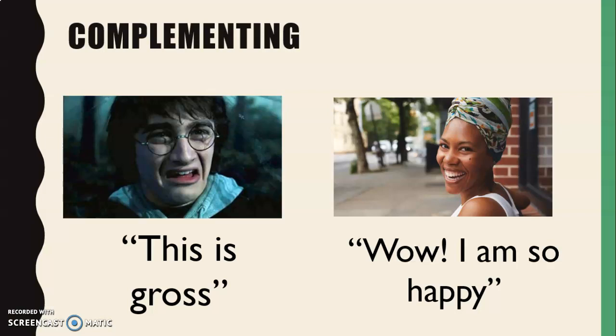Complimenting. So this basically means your gestures or your facial expression, your nonverbal behaviors agree with what you are saying. So we have Harry Potter saying this is gross, and that's his facial expression. The other lady, she says, wow, I'm so happy, and she looks happy. So when your nonverbal behaviors and your verbal behaviors agree, it really makes your messaging stronger. So that's something to think about when you are giving a speech, especially your persuasive speech, because you really want your audience to agree with you. When your verbal behaviors and your nonverbal behaviors line up, that makes it so much more powerful.